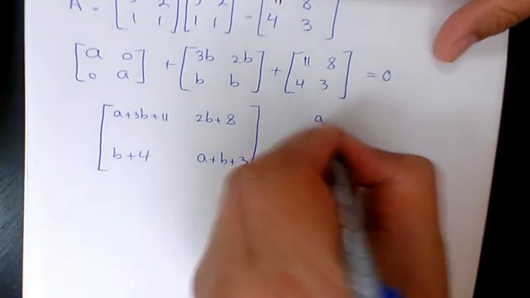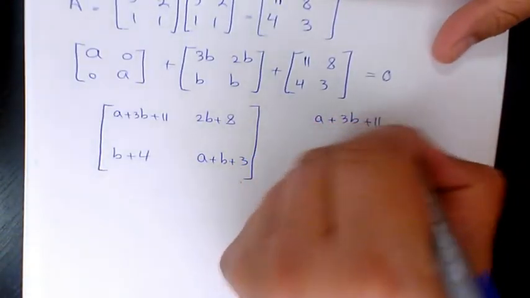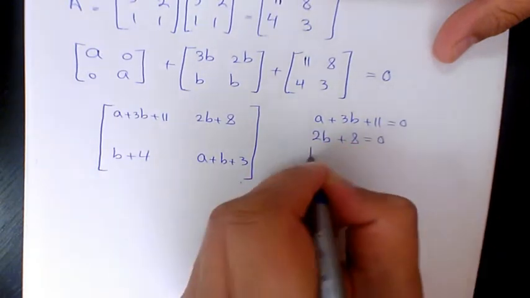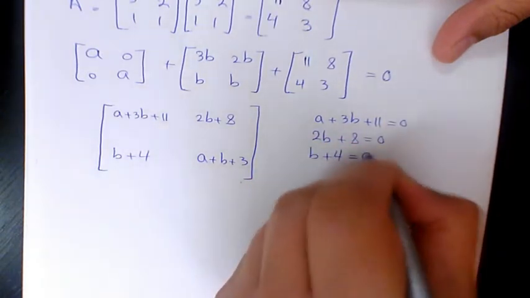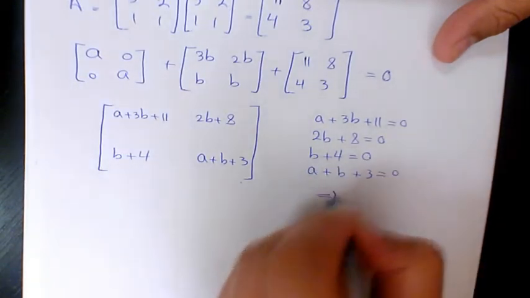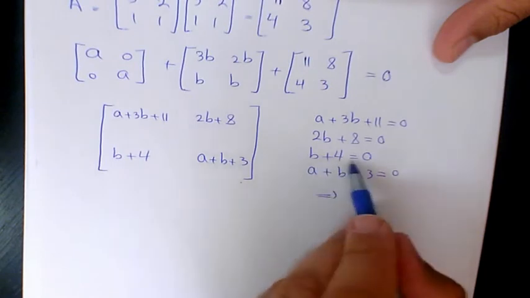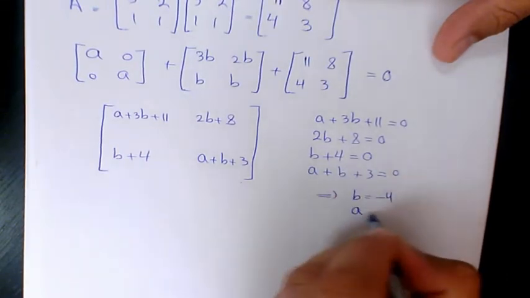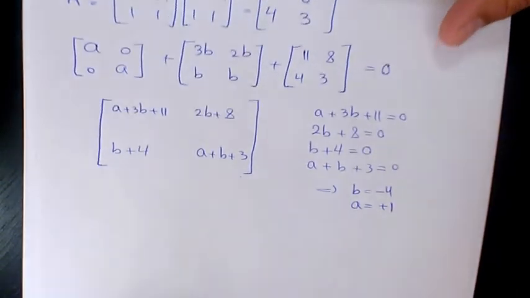So a plus 3b plus 11 is 0. 2b plus 8 is 0. b plus 4 is 0. a plus b plus 3 is 0. So we can say, based on that, b is negative 4. When you substitute it there, a will be positive 1.